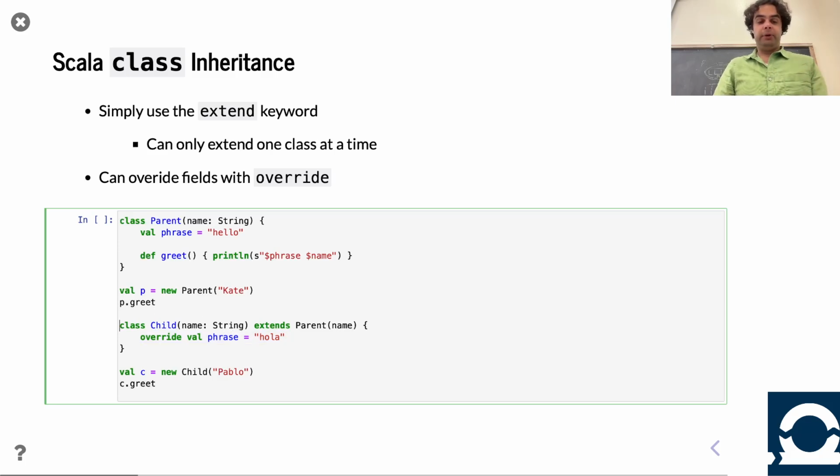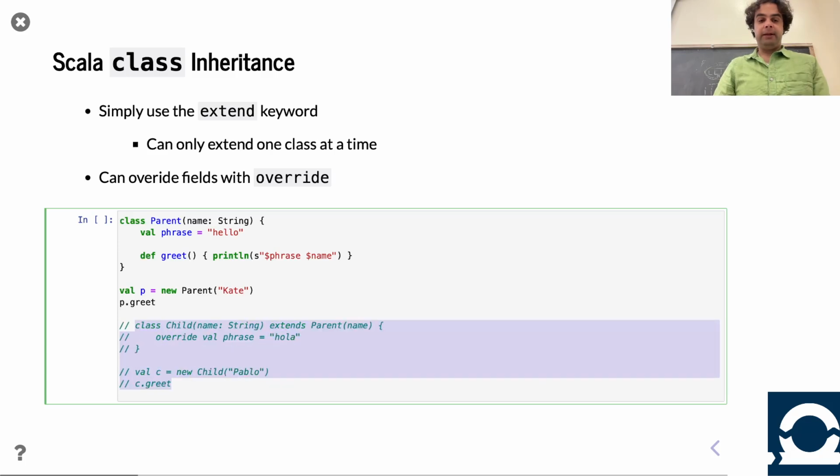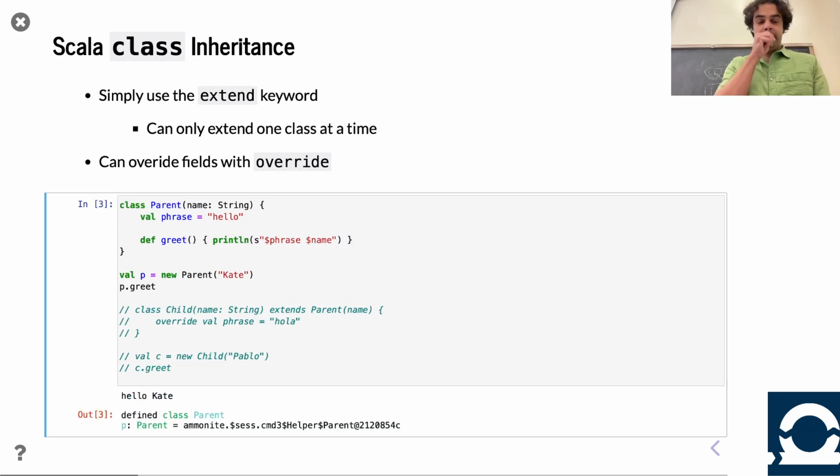So let's go ahead and put this together. Let's say, for example, we have Kate, who's an instance of parent. They have a name, they have the ability to greet. So we run this and we want to greet Kate. We'll say, hello, Kate, right?